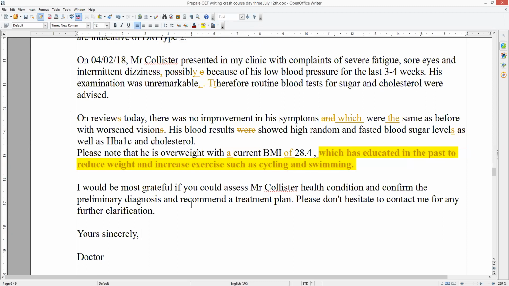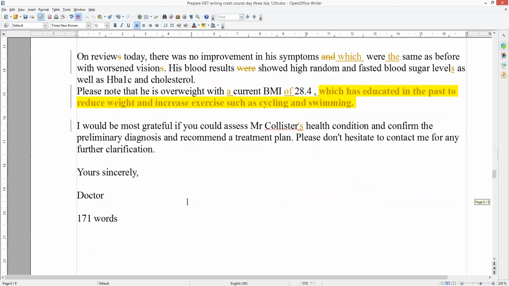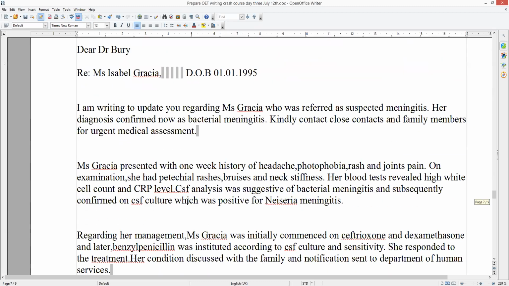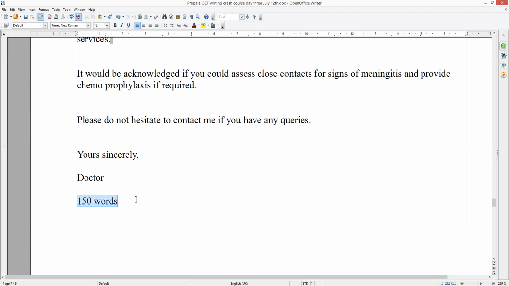And we're most grateful if you could assess Mr. Collister's, and it's possessive, so it's a genitive case, health condition. Confirm a diagnosis, don't hesitate to contact me, and so on. Okay, not bad. Oh, yes, this is the one. 150 words. Very, very short.